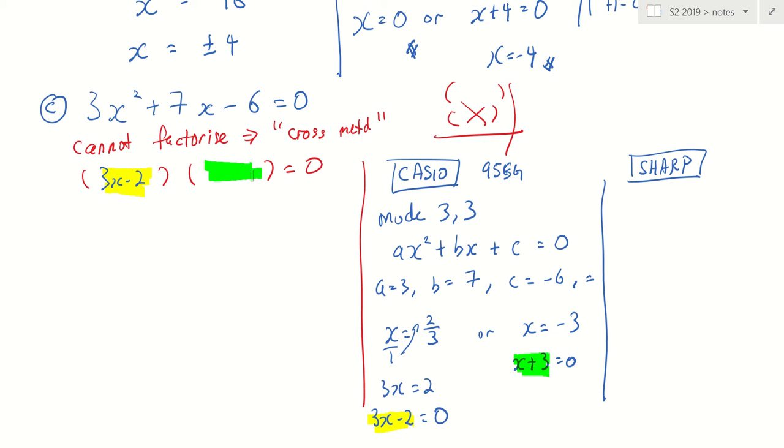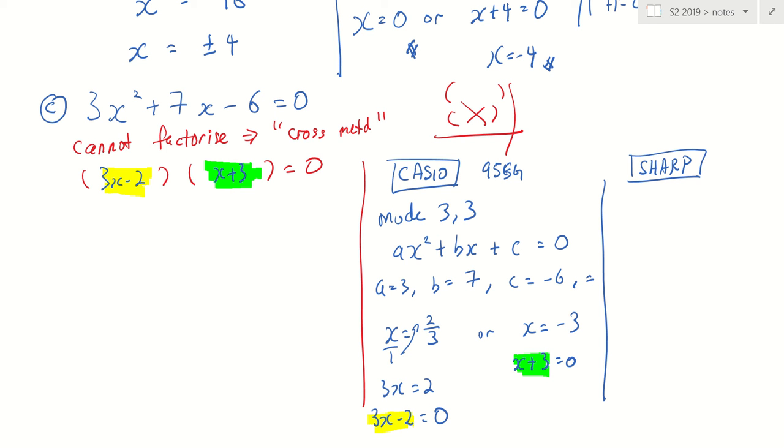Where does the minus 3 come from? It comes from your calculator. You press A equals to 3, B equals to 7, C equals to minus 6. You press equal, you get this. Press equal again, you get the other answer. Do you get this? So understand this too? Next, I'm going to tell you all the different calculators, how to press the mode. So this one is for calculator 95, 96 for Casio.